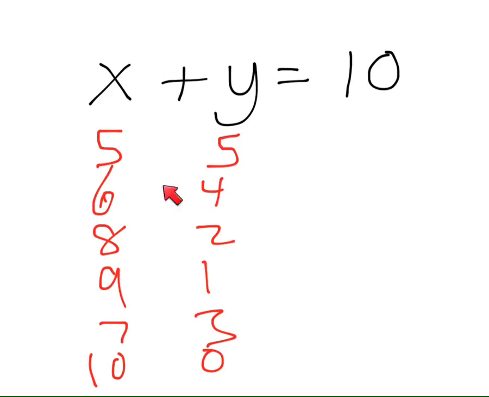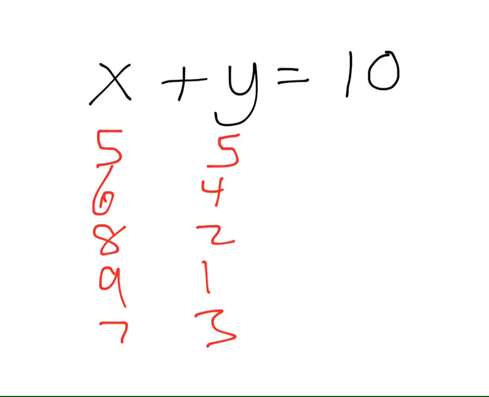You could start flipping these around, right? How long would this list go on? Forever, right? Because you could start throwing in decimals, fractions, negative numbers, positive numbers. It's impossible to list every combination that both x and y could be. It would go on forever.